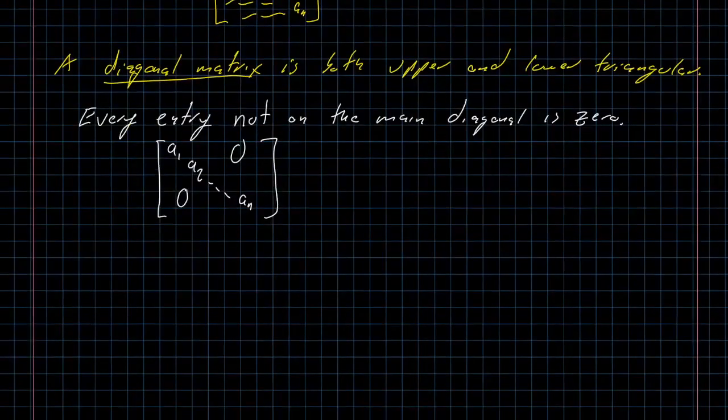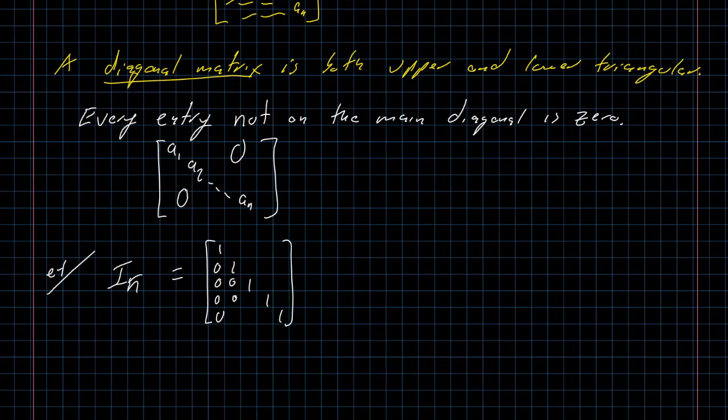We've worked with one particular diagonal matrix quite a bit already. The identity matrix in any number of dimensions has ones, and here I'm going to draw I5, has ones on the main diagonal and zeros everywhere else. That is definitely a diagonal matrix, and it's kind of a boring one for what we're going to be working on today, but it's one to keep in mind.